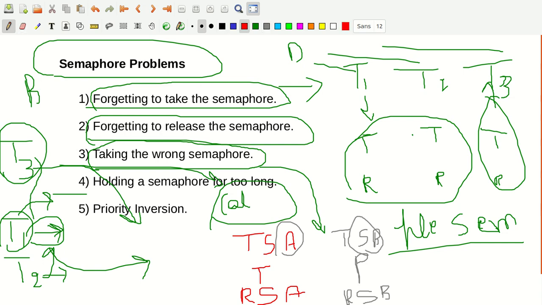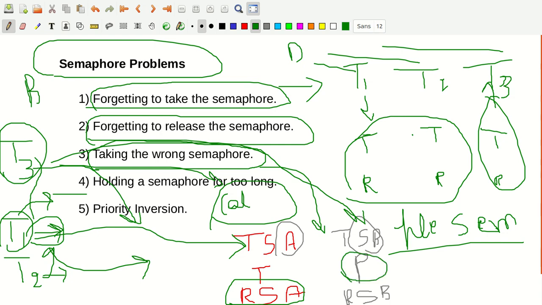Now say in this case T1 wants to access the temperature variable, which does not need the pressure variable. It will take semaphore A. Now T3, which wants pressure, does not have to wait for the release of semaphore A, because which key will it take? It will take the semaphore B key, because it wants to access the pressure variable.